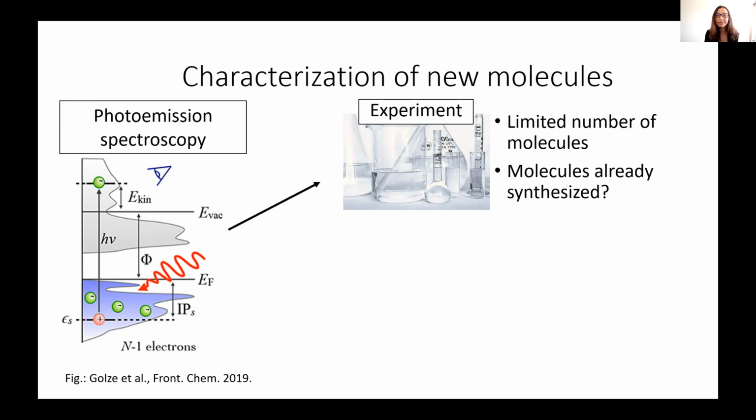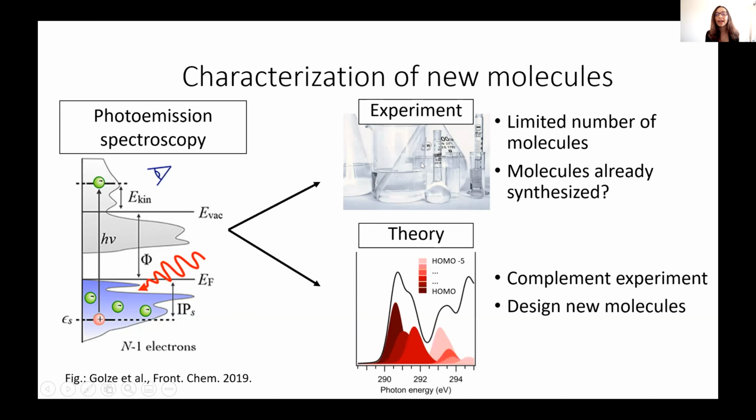But unfortunately, as you might know, experiments are expensive, and it is also limited because we don't know whether the molecule that we are interested in is yet synthesizable. And this is exactly where theory comes in. We can use it to compute photoemission spectra, on one side to complement experiment and to compute them of molecules that are not yet synthesized. Unfortunately, theory is also kind of limited because to get accurate spectra, it is also quite expensive.